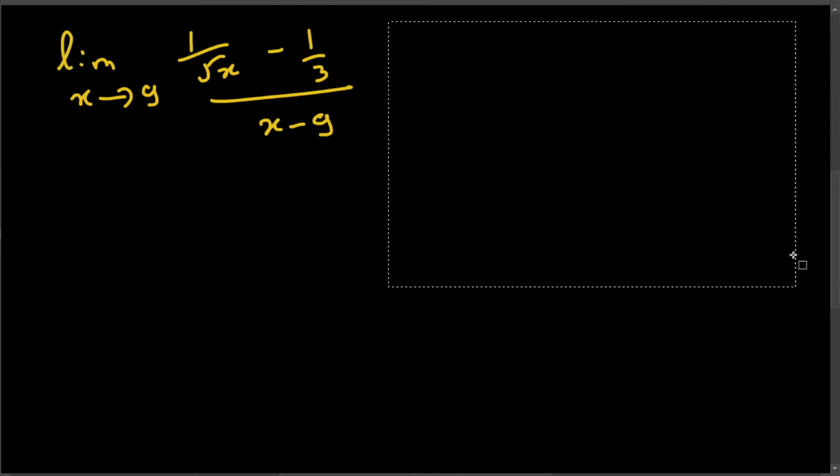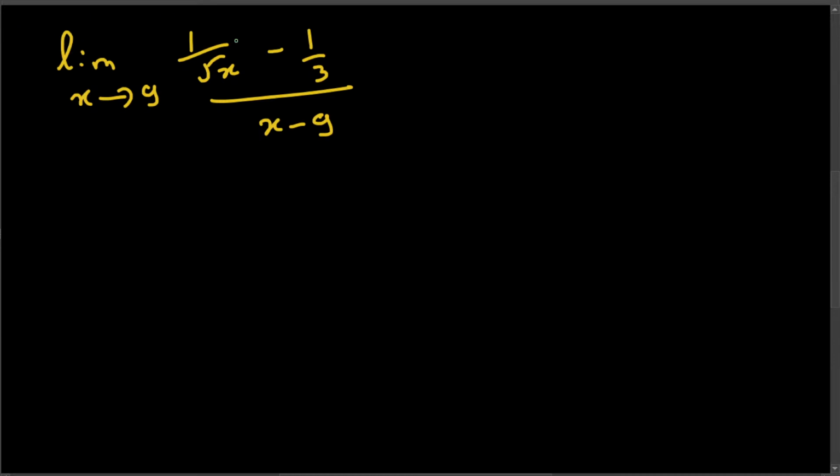The other method is, whenever we have a fraction like this, we can multiply by its common denominator and see whether we can solve it. For this one, the common denominator is 3 square root of x. So I'm going to multiply the numerator by 3 square root of x. If I do it in the numerator, I have to do the same thing in the denominator as well. Multiply this one also by 3 square root of x and simplify this one.